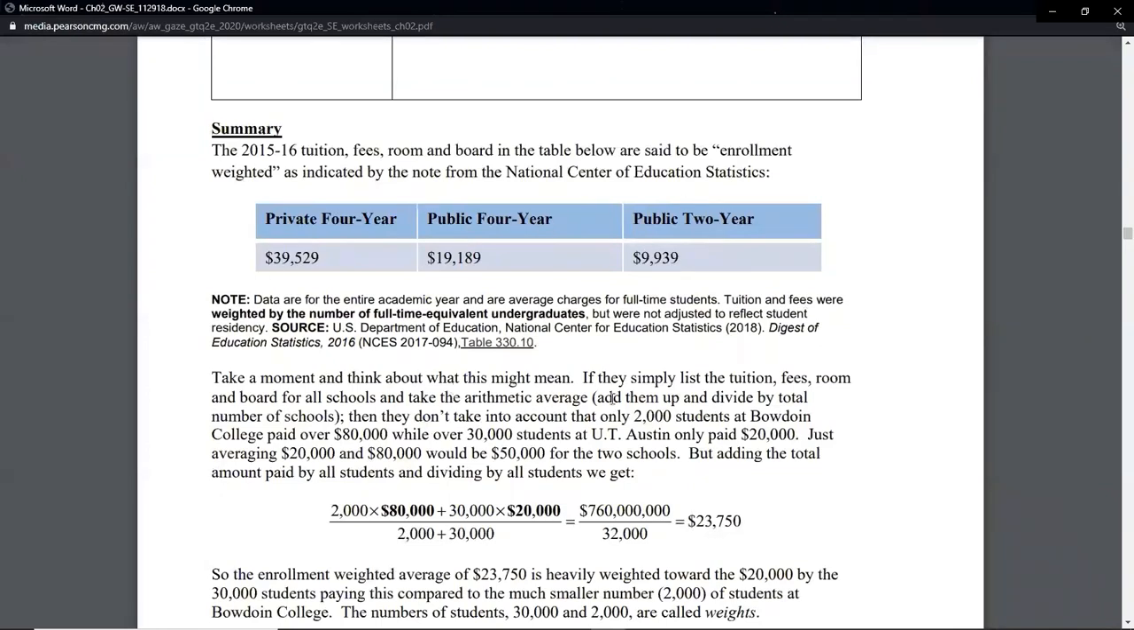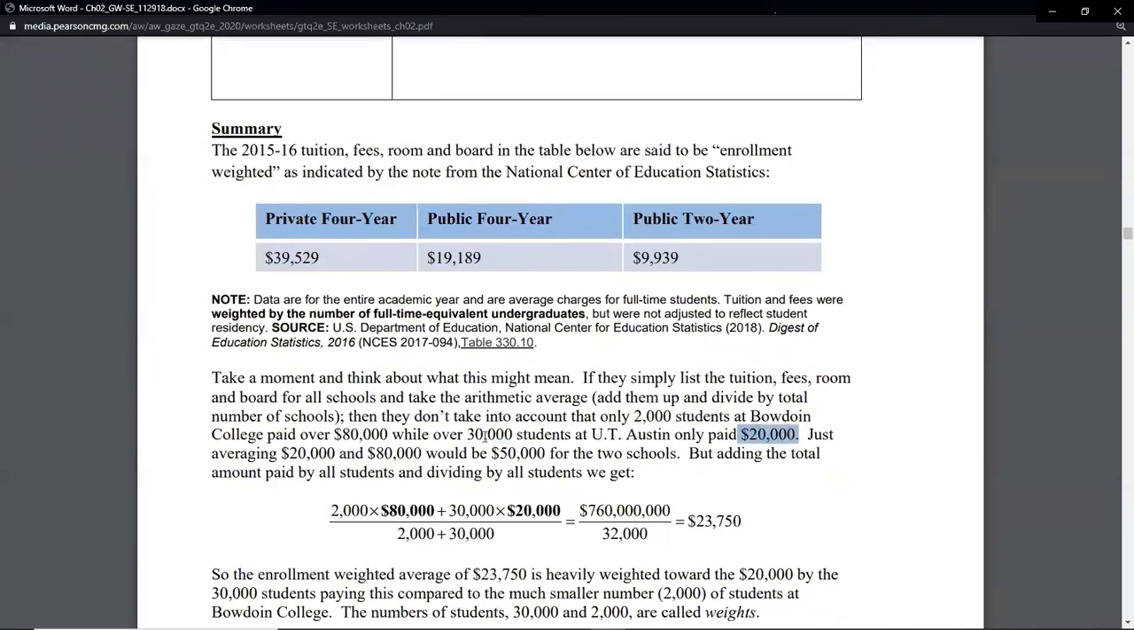So that's how these numbers were acquired. And they say, take a moment to think about what this might mean. If they simply list tuition, fees, room and board for all schools and take the arithmetic average, which means add them up and divide by the total number of schools, they don't take into account the fact that there's only 2,000 students at Bowdoin, I don't know how to pronounce that. This has been at least 3 semesters of laughing at that. And they were paying 80,000, while some other school had 30,000 students, which was like 15 times as many, and they were only paying 20,000.